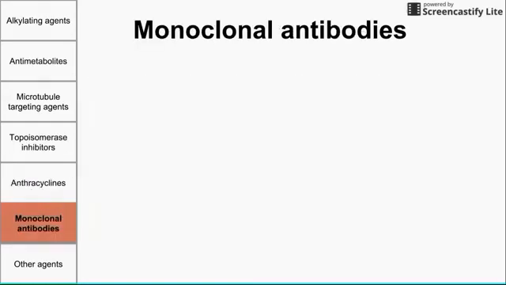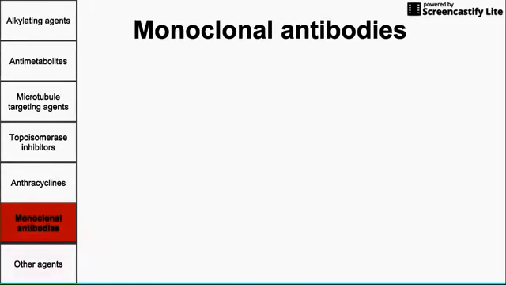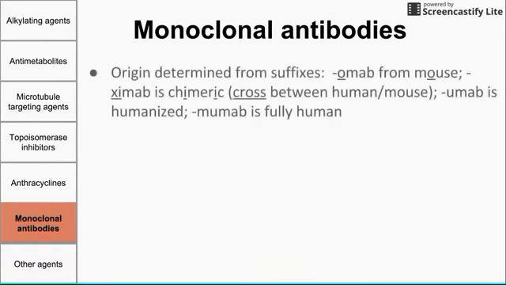Next class are the monoclonal antibodies. These are antibodies that are synthesized to a specific target that has been known to inhibit cancer. We'll give you a bit more detail here. The origin of the monoclonal antibodies can be determined from the suffixes. So monoclonal antibodies ending in OMAB come from mice, or mouse is easier to remember. The O from OMAB, O from mouse.